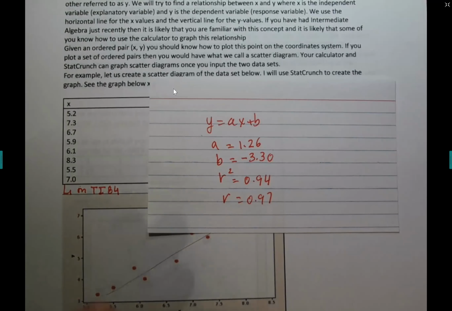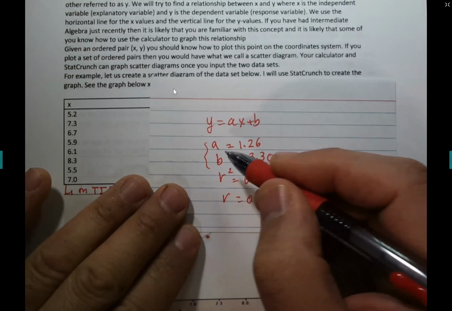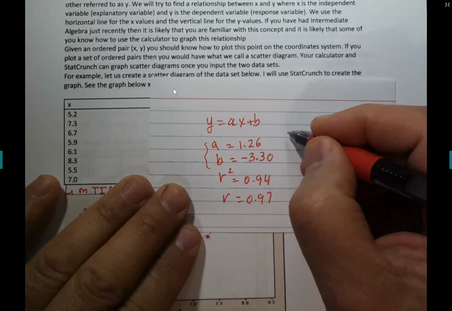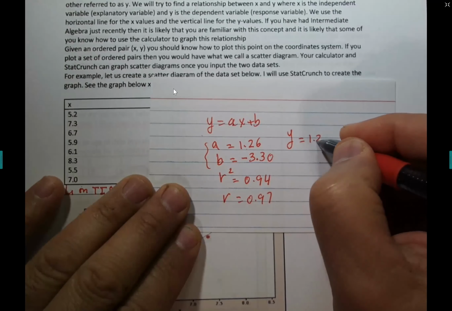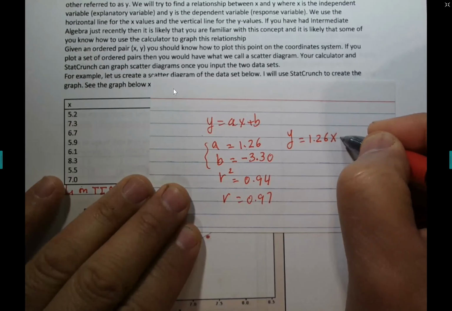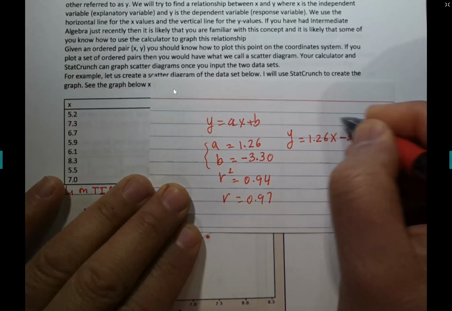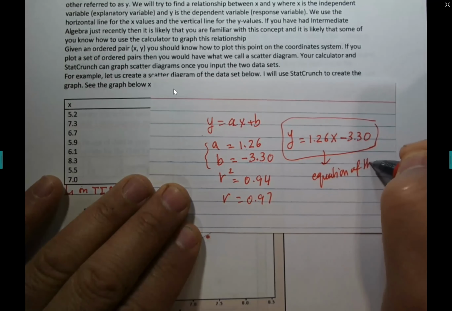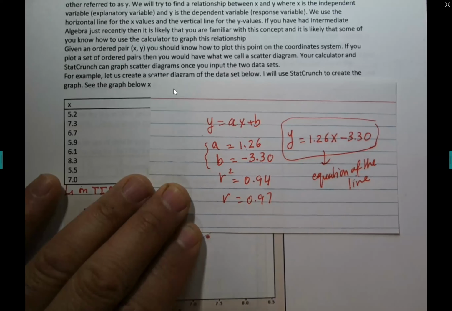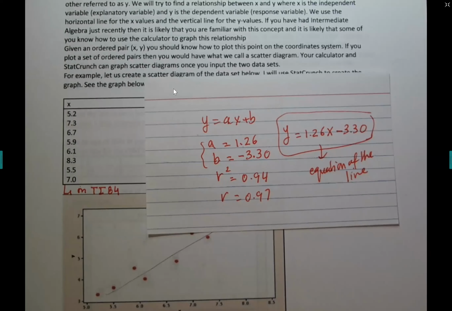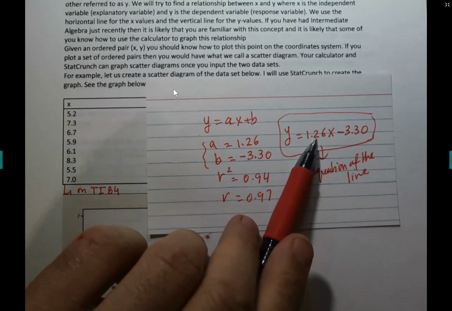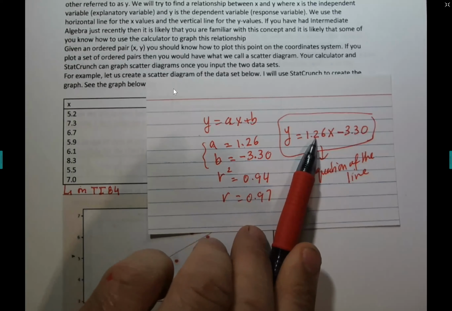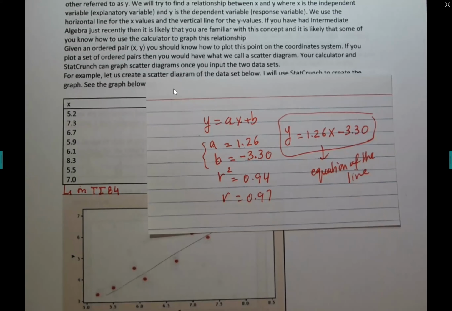Okay, guys, here is one thing I'd like you to notice. If you replace a by 1.26 here and you put b by its value, you will get this equation. Watch. 1.26x minus 3.30. This is the equation of the line. This is the equation of the line of best fit, guys. The 1.26 is the slope of the line. It's positive. That means your line is going to be pointing up as you move to the right. And the negative 3.3, guys, is the y-intercept.